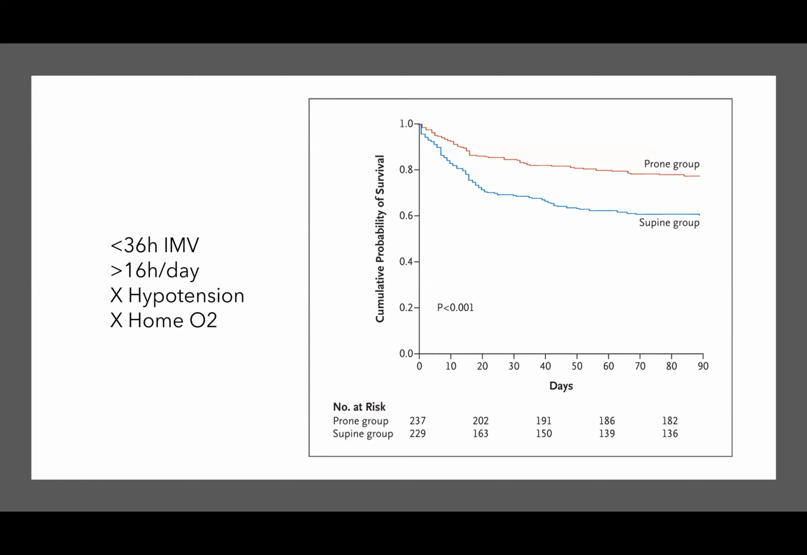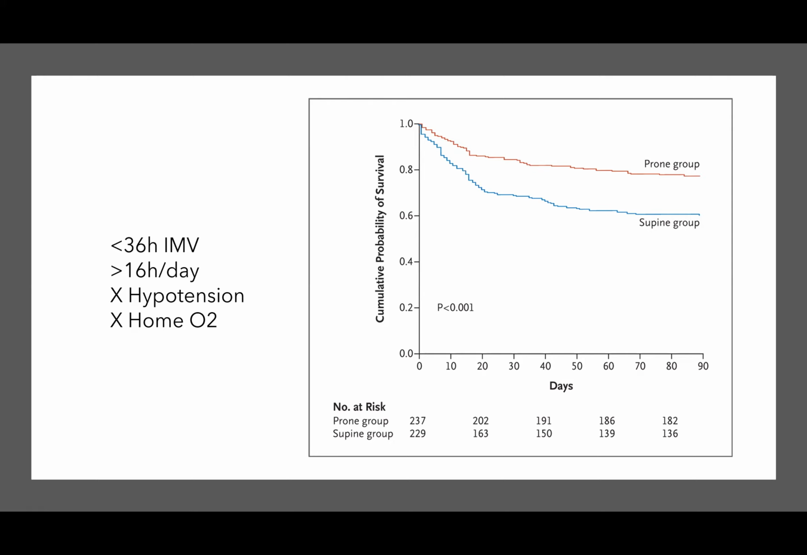And then they were put back in the supine position for a remaining period. Now, most patients were prone for between 4 and 6 days with this. And what they found was a really impressive survival benefit. So again, this is days on the horizontal and probability of survival on the vertical axis here. And the prone group here had a massive decrease in mortality compared to the supine group.